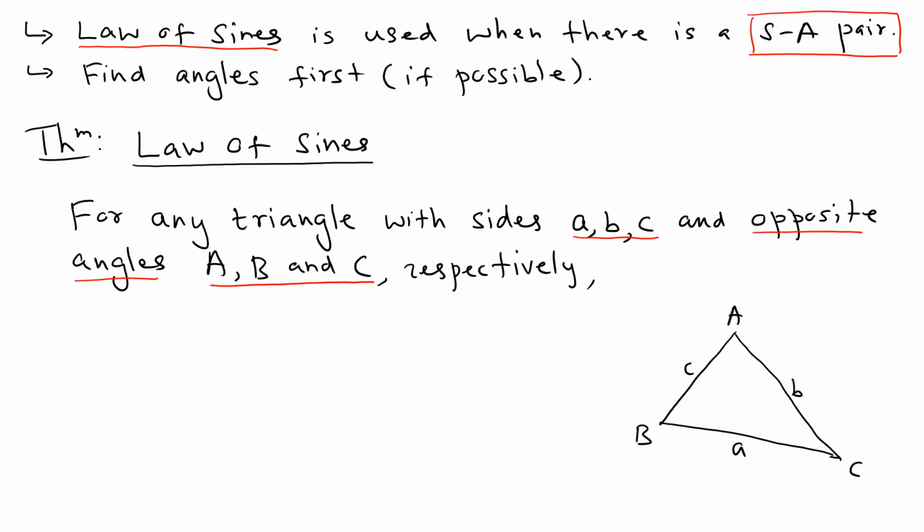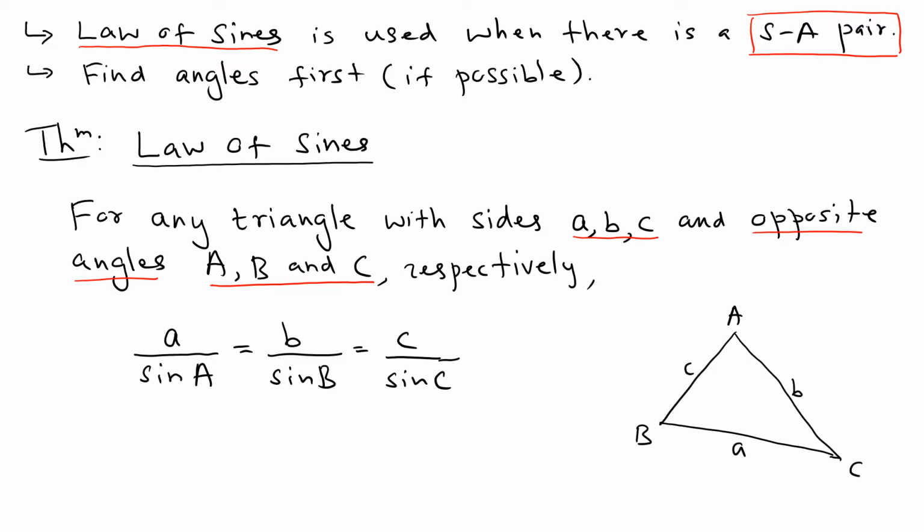Then it says a divided by sine of the angle. It can be any angle, a right angle or even an obtuse angle, it doesn't really matter. So a over sine A equals b over sine B equals c over sine C. It's a very interesting result. This is what we call the sine law.